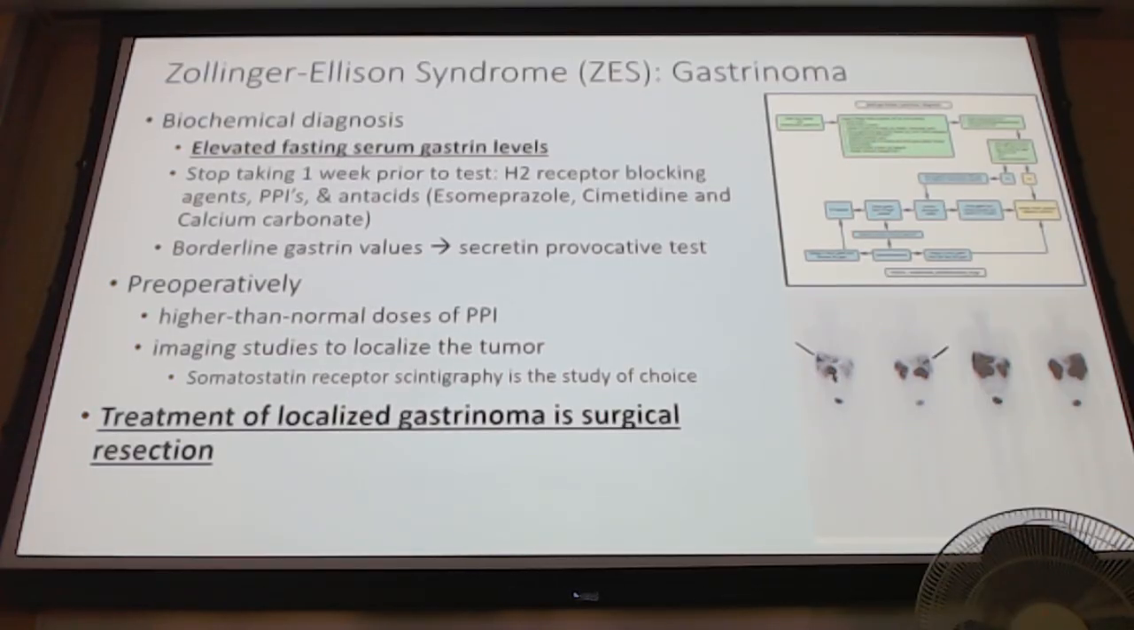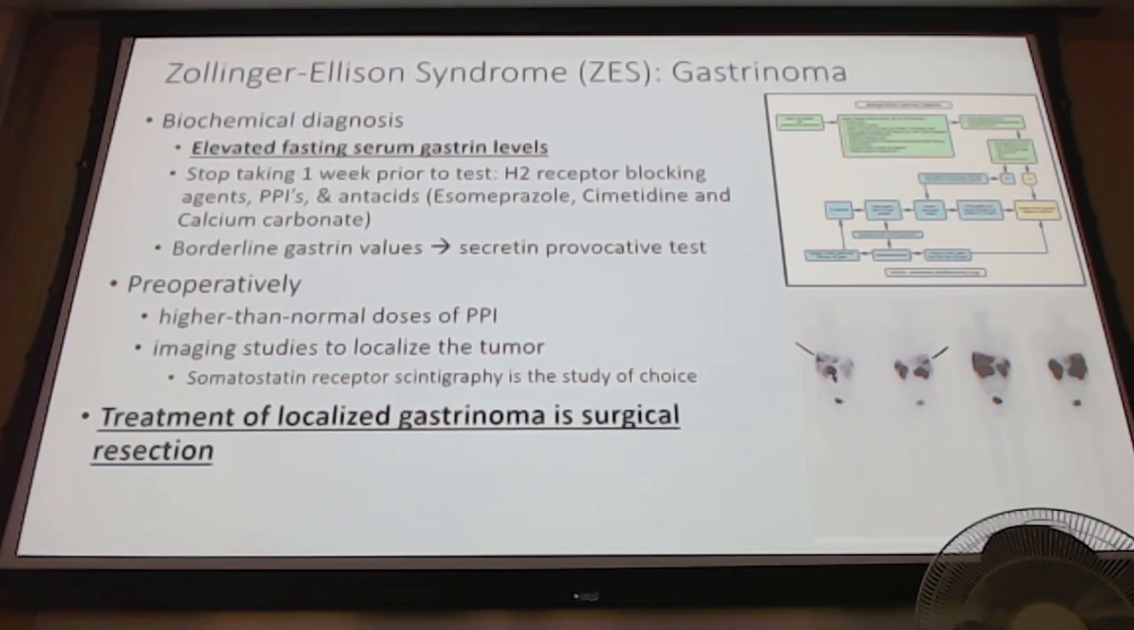We look for elevated fasting serum gastrin levels. Fasting has to be fasting; they should not have eaten. And we want to stop their PPIs, antacids, H2 blockers, whatever they're using to relieve their reflux, one week prior to testing. It sucks, they're going to be miserable. If their gastrin level is borderline, then we can do a secretin provocative test.